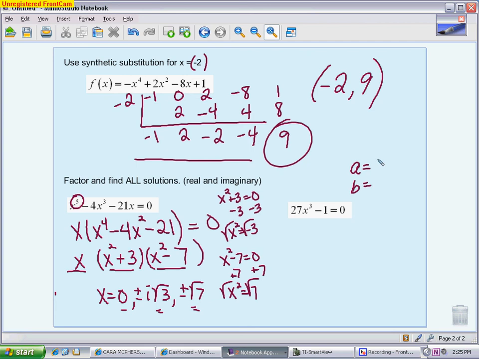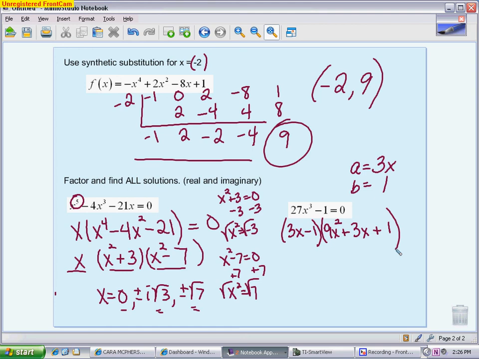Your a value is what was cubed to get 27x cubed. That's 3x. Your b value is what was cubed to get 1, which is 1. The formula is a minus b, so 3x minus 1, times a squared, so square 3 in the x, you get 9x squared, plus a times b, which is 3x times 1, which is just 3x, plus b squared, which is 1 squared, which is 1.